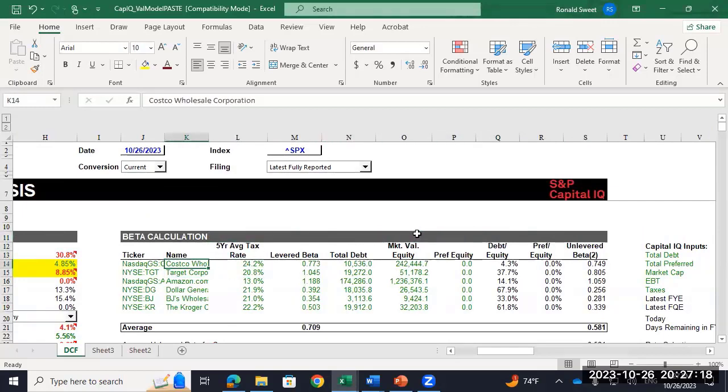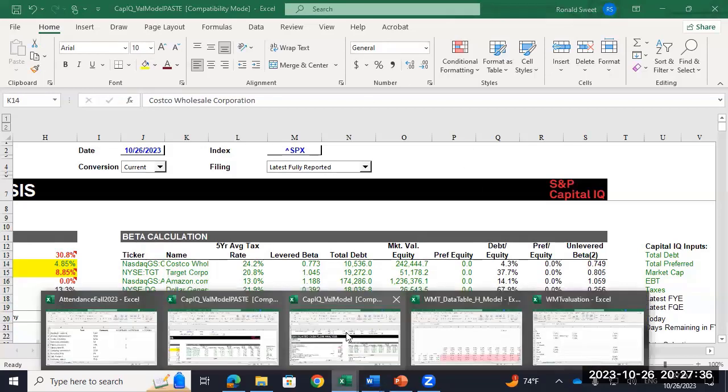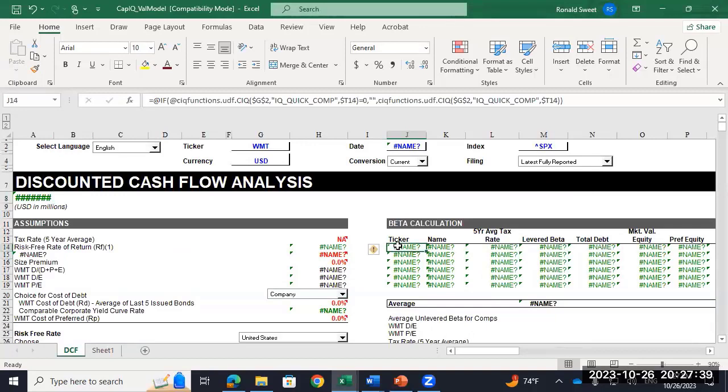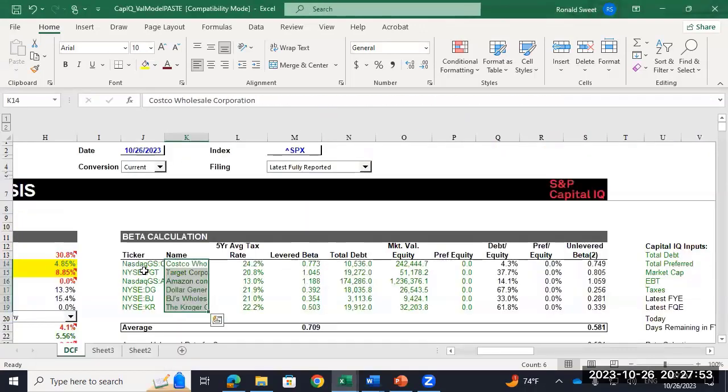So they brought in Costco, Target, Amazon, Dollar General, BJ's, and Kroger's. I don't know how they do that. I should go back and look at the one that doesn't have it. They have something called, this is pretty incredible, IQ Quick Comp. That's pretty impressive. So that sounds like a pretty good list, doesn't it? It doesn't have Amazon. But well, it does have Amazon, excuse me.